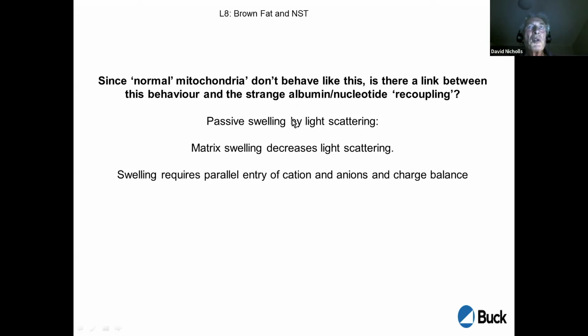Now, somewhat counterintuitively, as mitochondria swell, they scatter less light. The reason is that as they swell, the difference in refractive index between the medium and the matrix decreases, and that decreases the light scattering. So we'd imagine that bigger mitochondria scatter light more, but they actually scatter light less. And swelling requires charge balance. Cations and anions have to balance, and cations and anions must both be able to enter.